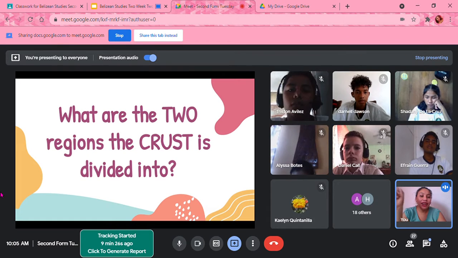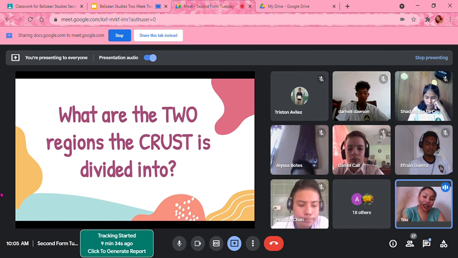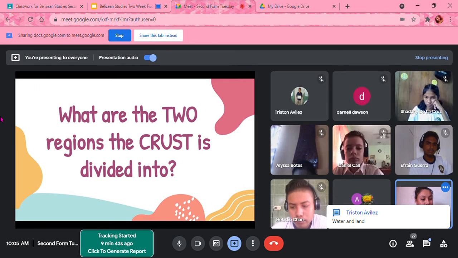Now, what are the two regions the crust is divided into? The crust is where we are, right? So what are the two layers of the crust, or the two regions that the crust is divided into? Water and land. Okay.